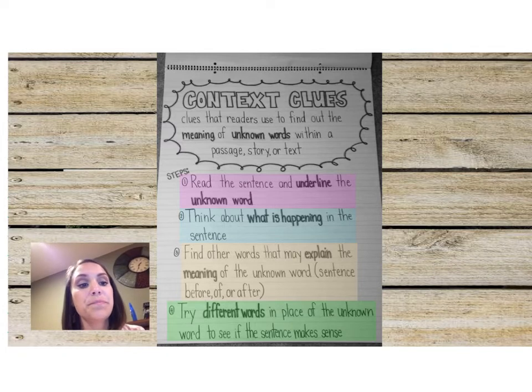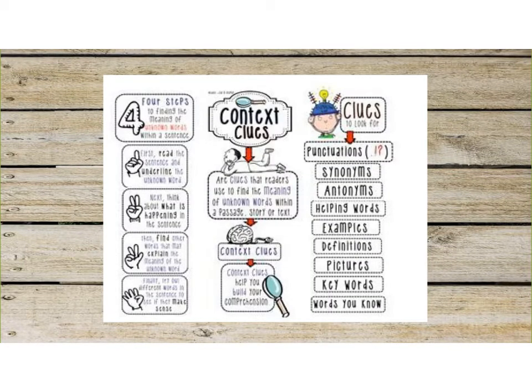Yesterday we looked at a couple of different types of context clues that authors can give. We looked at 5. We're going to review those today, as well as add on a couple more types of clues that authors can often give.